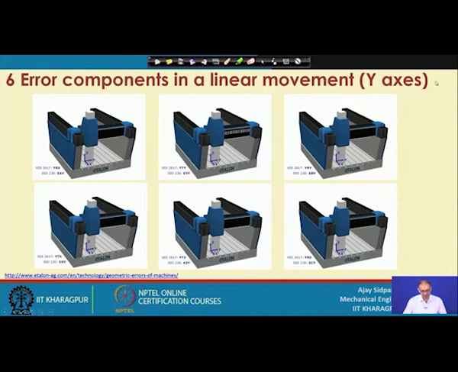So, now let us see the same thing for the y axis, how the error components are in different directions in the y axis. So, the first one is this one. Now, you can see that it is moving, but it is tilting around the x axis. So, now if you see this, this is the coordinate system. This one is the y axis, this one is the x axis and perpendicular to both, that is in vertical, this one is the z axis and your spindle is in this direction, correct.